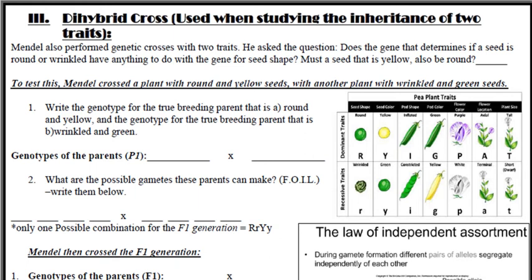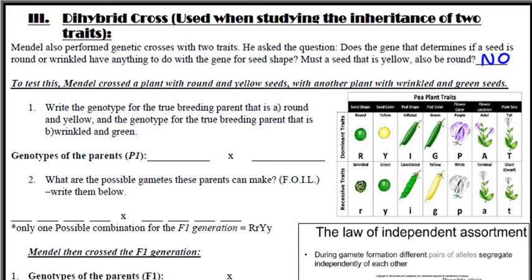Okay, today we are going to talk about dihybrid crosses, where we're looking at the inheritance of two different traits. So Mendel asked the question, does the gene that determines if a seed is round or wrinkled have anything to do with the gene for seed color? Must a seed that is yellow also be round? And the answer is no. The traits are not connected to each other. They are inherited independently. So we have to treat them like that and look at all the different possible combinations that can be inherited.